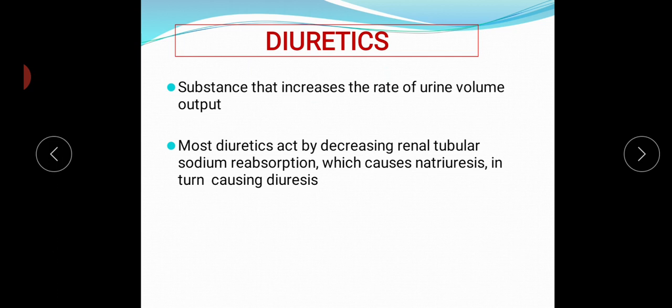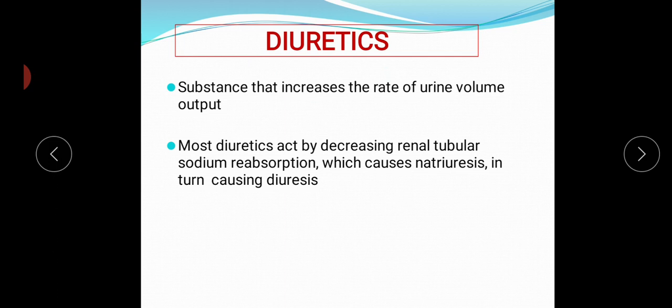These are substances or agents that increase the rate of urine volume output. That means they are excreting more urine. There are various groups of diuretics acting at various segments of the nephron. Most of these substances are used in many clinical conditions, maybe related to the heart, liver, or anything else. But as they act mainly on the kidney to remove water, they are discussed here with the kidneys.